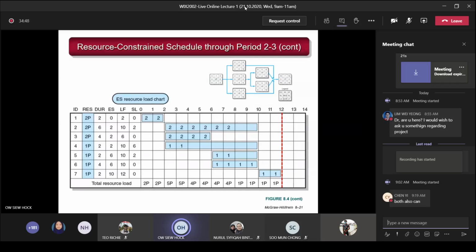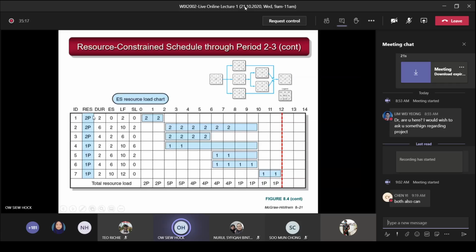You look at this one here. Based on the network diagram, you put all the information and load it into this diagram here. This chart is called the resource load chart. How do you plot this chart? You just draw this table. The first column is called the ID. You just put in the IDs from the boxes, which are 1, 2, 3, 4, 5, 6, 7, the ID of the activity.